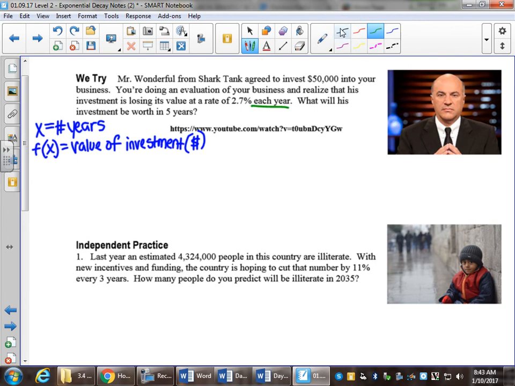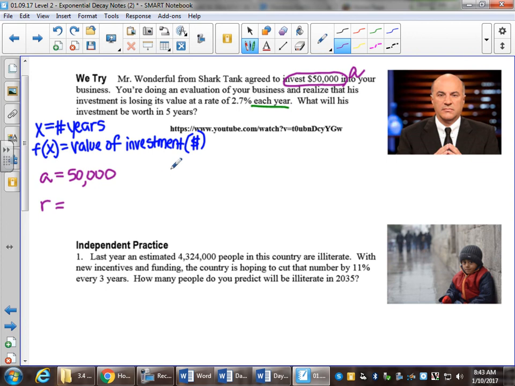Next, we have to get A and R. Please get in a good habit of actually saying A equals, R equals off to the side. That's how we're going to build our model. So I go and I look for my initial value. So the question is, what was initially invested? $50,000. So circle that and label it A. So A is 50,000.